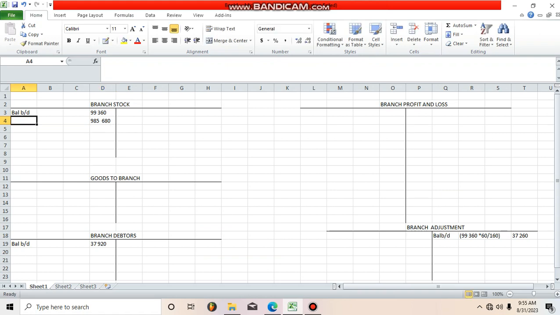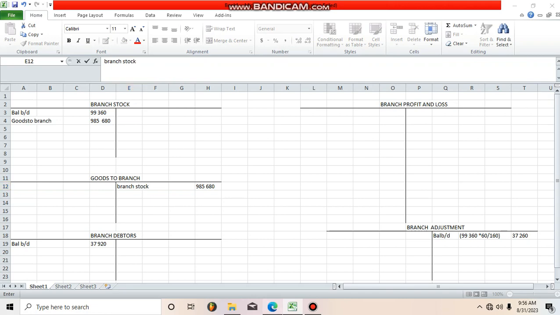But the item that we're going to write here is going to be the inventory to branch. So let me not write the inventory to branch, but let me write the goods to branch. Because you have the T account for goods to branch, remember the accounting principle says whatever is on the debit side must be on the credit side. So this amount must be on the credit side of the branch stock, the way it is, 985,680. So here we are just going to write the name of the account, the branch stock.